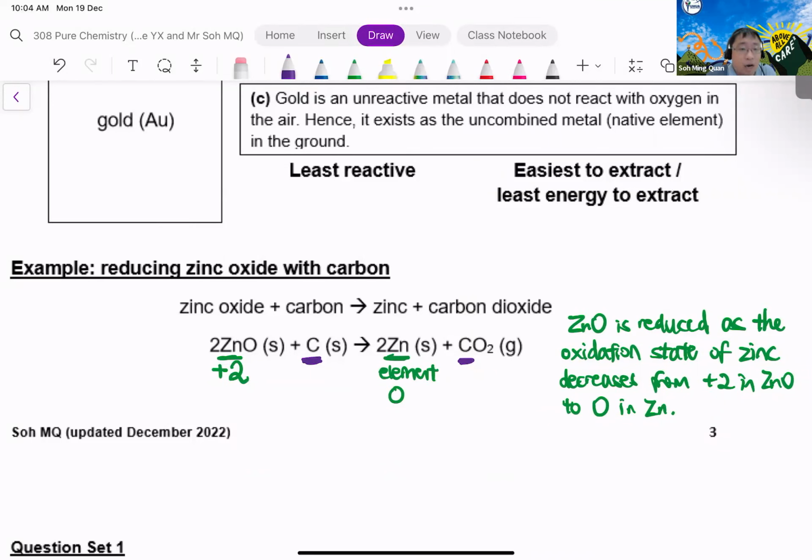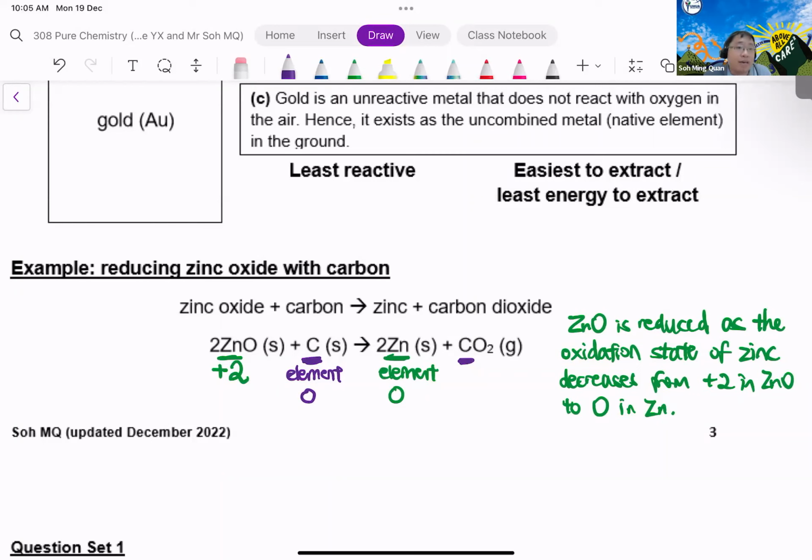Okay, so now I've written in purple, carbon, where it is. Let's try to work out the oxidation states of carbon. So if you look at it, carbon at the start is an element as well, right? It's just C. It's not combined with anything else, so it's an element. If it's an element, the oxidation state by definition is 0. So at the start, the oxidation state of carbon is 0.